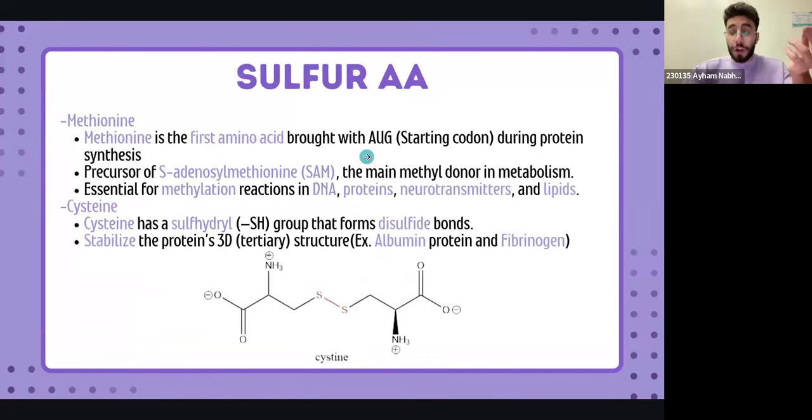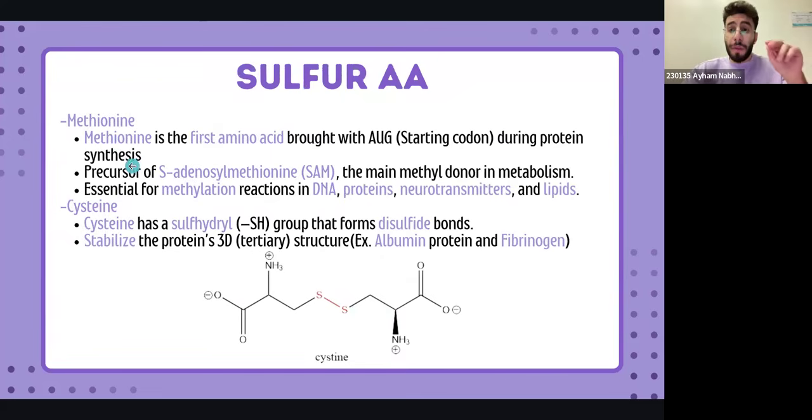For the sulfur-containing amino acids, which have a sulfur structure, there are two amino acids. The first one is methionine. The second one is cysteine. Let's talk about methionine first.